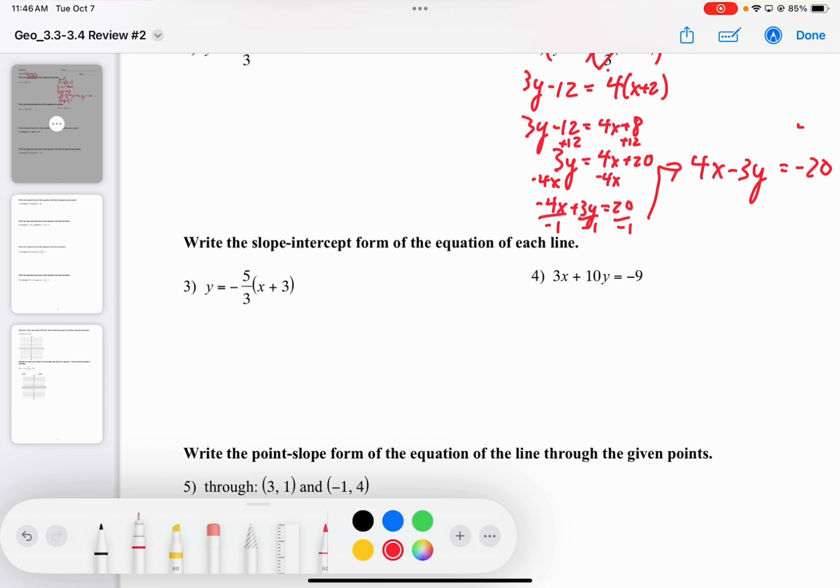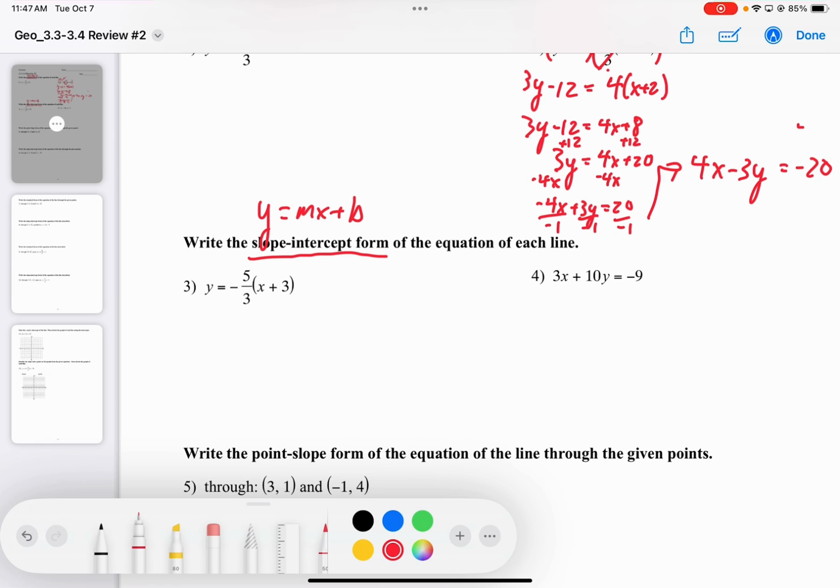All right. Slope-intercept form. Okay, so slope-intercept form is y equals mx plus b. That's what I want my final answer to look like. Okay? So I need to work with getting it into that form. All right, which one do you guys want to do? 3 or 4? 3. All right. Oh, that's the easy one.